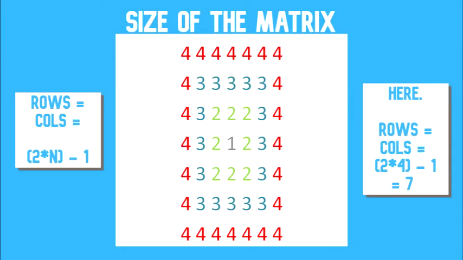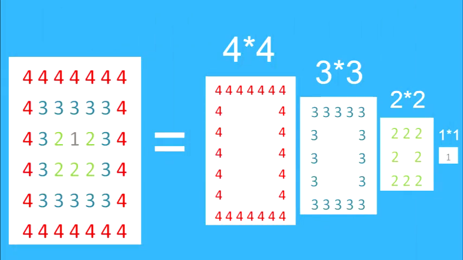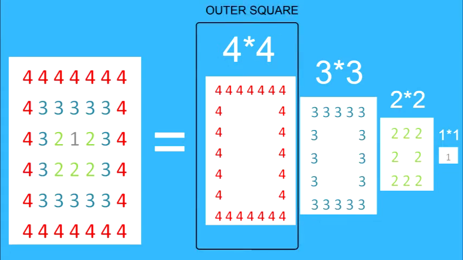Let's consider this example. In this case, n is 4. So, the number of rows and columns will be 7. By this formula, there are several techniques to print this pattern. To solve this problem, I will first divide the whole pattern into different squares. In this case, I have divided the pattern in 4 different squares. First of all, we will print this outer square pattern, and after that we will see how we can print other square patterns and combine all of them to print this pattern.